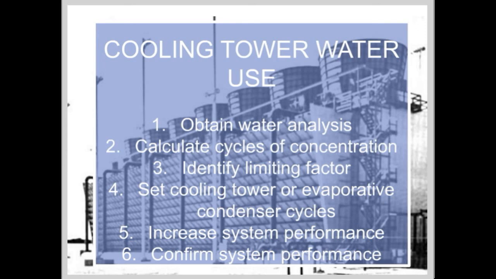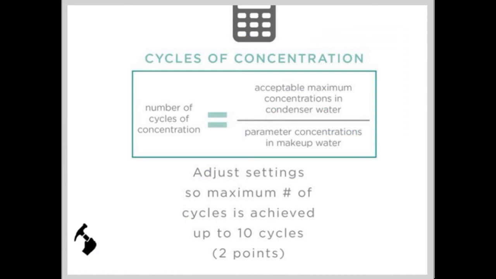Note that if a potable water analysis has already been completed, it must be no more than 5 years old. At a minimum, the analysis must measure the concentration parameters identified in the credit requirements. The next step is to calculate the number of cooling tower cycles by dividing the maximum allowed concentration level of each parameter by the actual concentration level of each parameter found in the potable makeup water. Limit cooling tower cycles to avoid exceeding maximum values for any of these parameters.